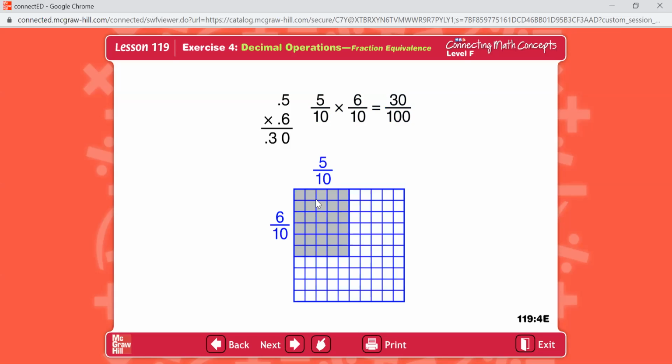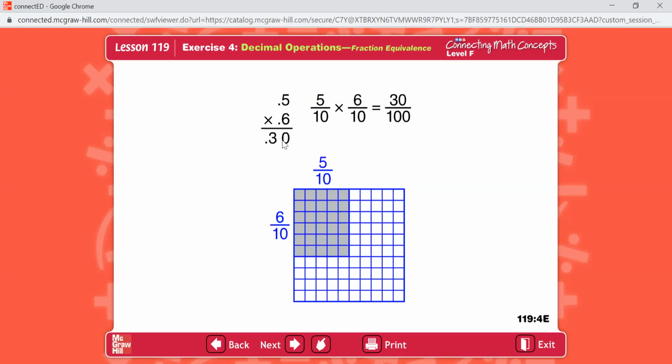The shaded area is 30 100ths. You have 30 squares shaded in out of this 100. It's the same as these two. That's the decimal answer we got. So it doesn't matter if we work a fraction problem or a decimal problem. The answer is still 30 hundredths.